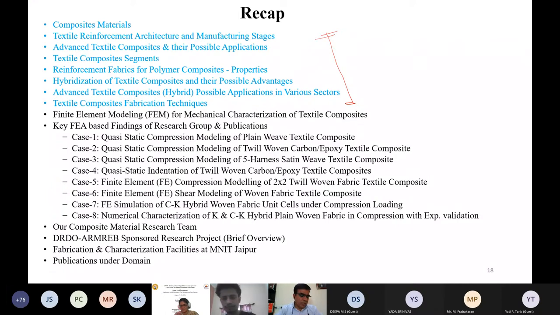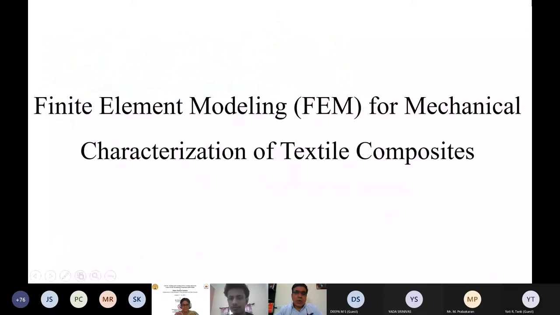So now let's move on to the next category, the FEM of this textile composite for one particular purpose. We are trying to see mechanical characterization only. What comes under mechanical characterization? Anybody? You can put it in the chat. Otherwise, let me start with, say, what we measure by UTM. What do we measure in UTM?